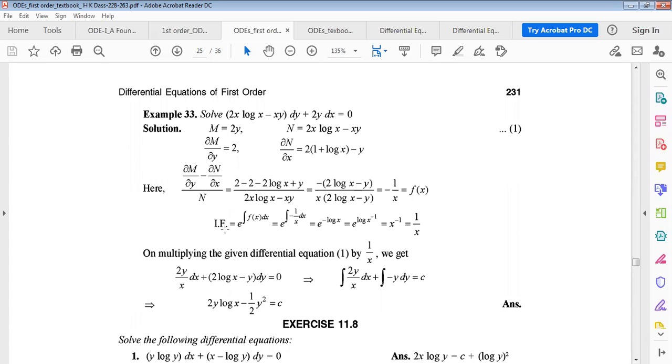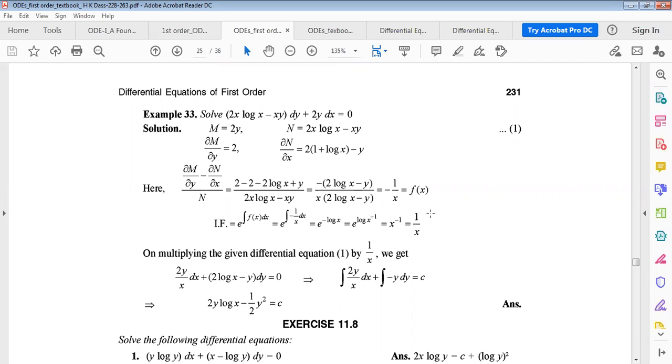Now what will the integrating factor be? Actually, the integrating factor is e to the power integration of f of x, which means just this value, minus 1 by x. What will the integration of 1 by x be? The formula gives log x, and with the minus 1 it becomes e to the power of log x to the power minus 1. The e and log will be cancelled according to the properties of an exponential function. So x to the minus 1, that is 1 by x, is the integrating factor.